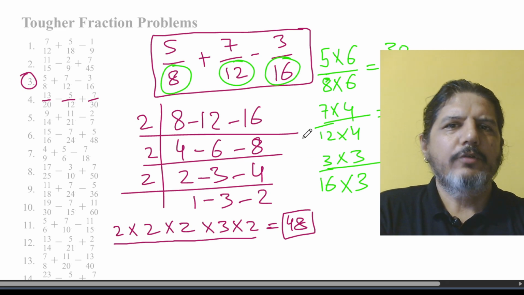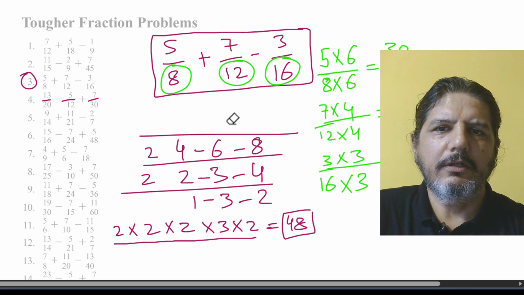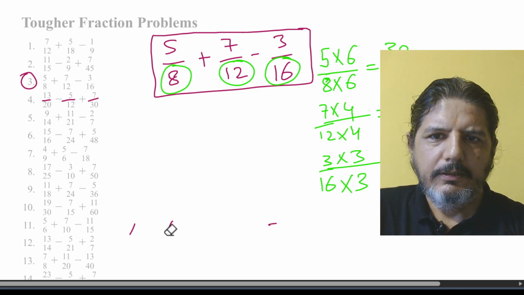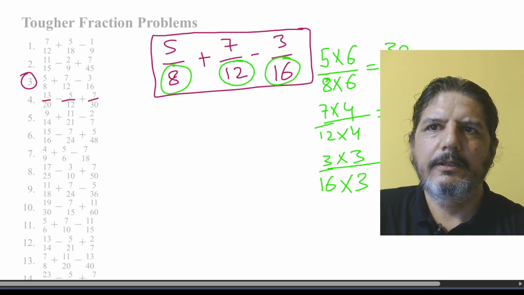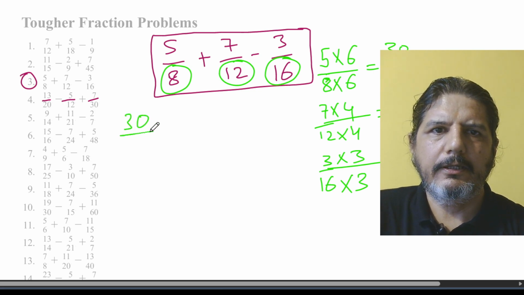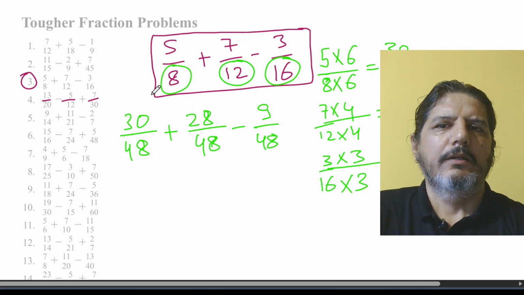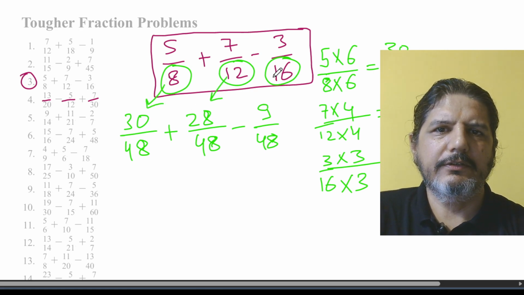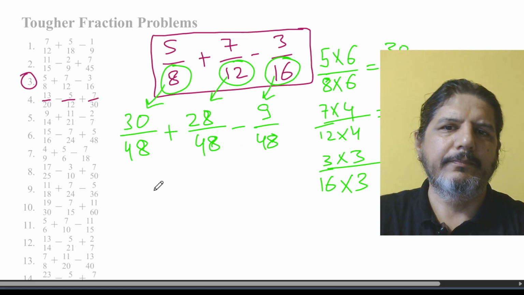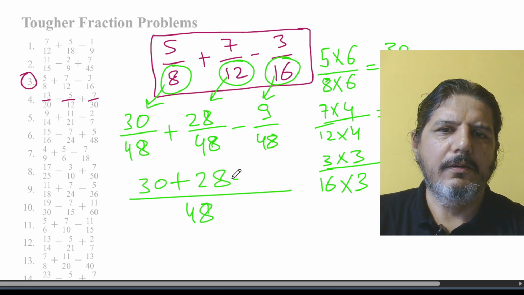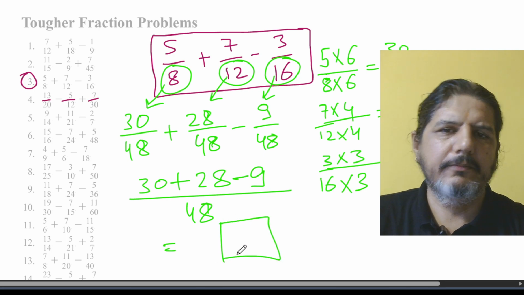So in short, what you have done is you have reduced the above three fractions into this format. So 30 upon 48 plus 28 upon 48 minus 9 upon 48. So equivalent fraction, equivalent fraction, equivalent fraction. Now the denominators are the same. So you'll write 48 here. 30 plus 28 minus 9, and you'll finally find the answer.